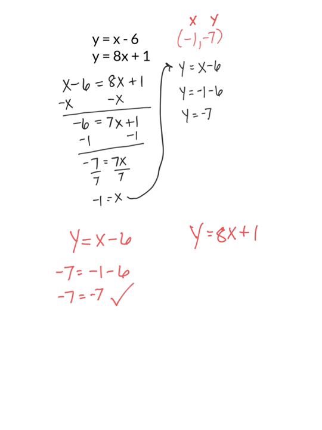In this one, instead of y, we have negative 7. And instead of x, we have negative 1. Let's solve. Remember, you have to multiply before you add. 8 times negative 1 is negative 8. And negative 8 plus 1 is negative 7. We have two true statements, which means that this solution is the point where these two lines will cross. That is the solution.